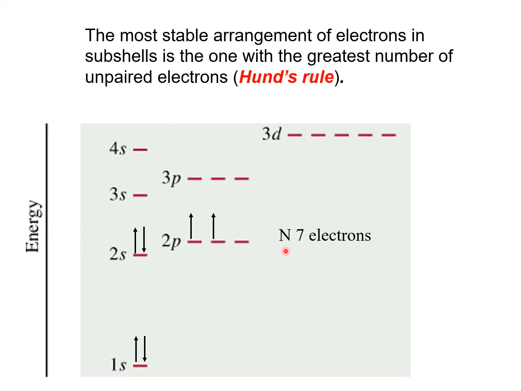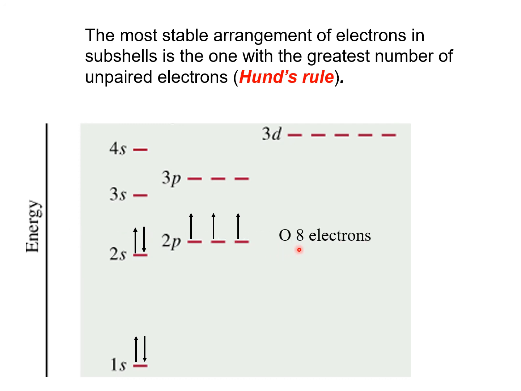The next element is nitrogen, which has 7 electrons, and again, according to Hund's rule, that 7th electron would go in the third 2p atomic orbital. So we have 3 unpaired electrons in this case. And so the electron configuration for nitrogen is 1s2, 2 electrons in the 1s atomic orbital, 2s2, 2 electrons in the 2s atomic orbital, and 2p3, 3 electrons in the 3 2p atomic orbitals, 1 in each 2p atomic orbital.